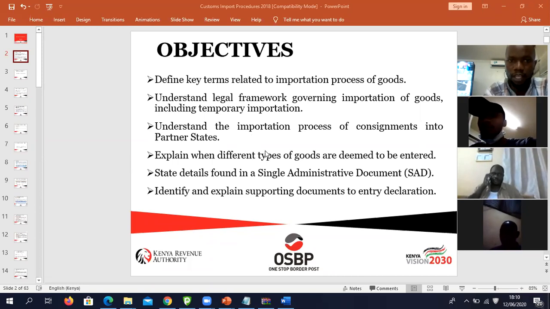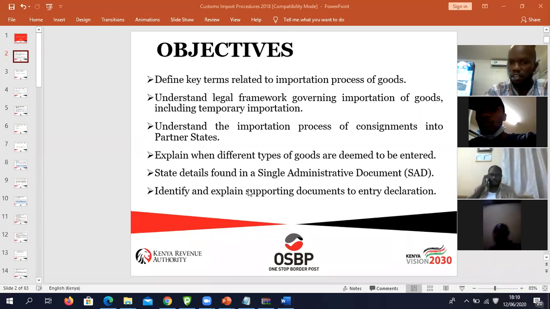So, lastly, identify and explain supporting documents to entry declarations. We'll be able to see what some of these supporting documents are, things to do with invoice, IDF, import declaration forms, among other supporting documents.